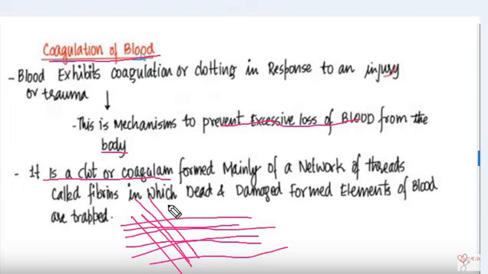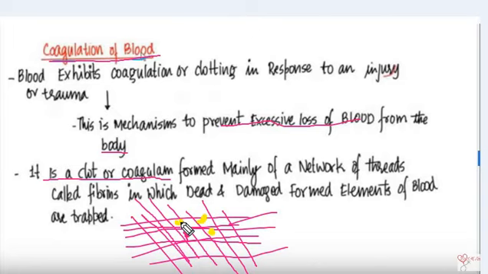Here is a small network of thread-like structures called fibrils, and this structure is called fibrins, in which dead and damaged formed elements of blood are trapped. In this gap, several blood cells are trapped. Suppose in this gap, that means coagulation of blood.